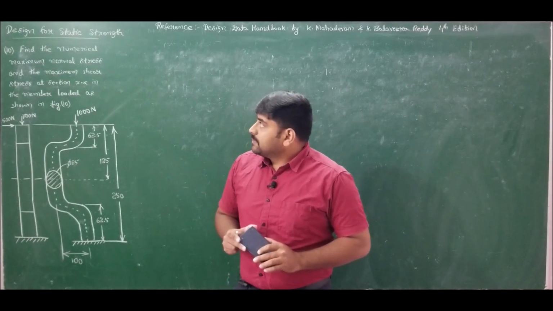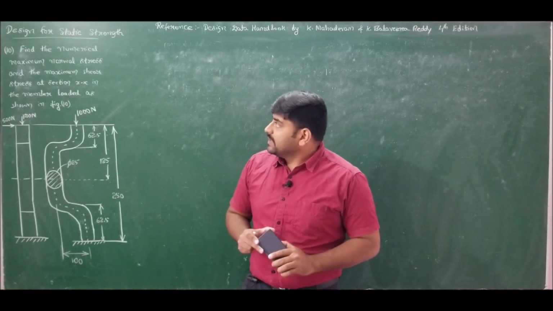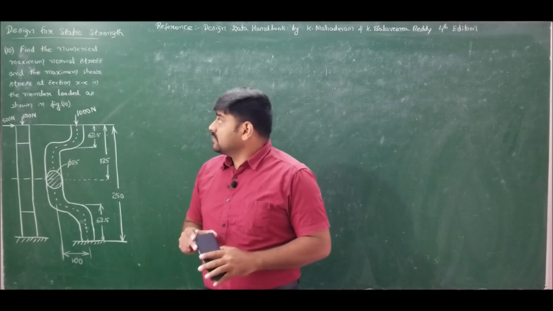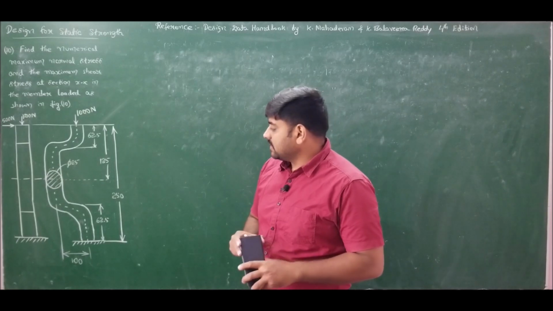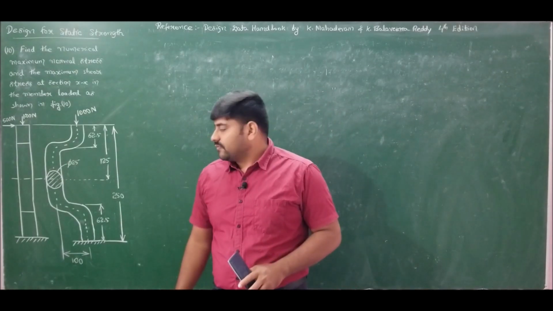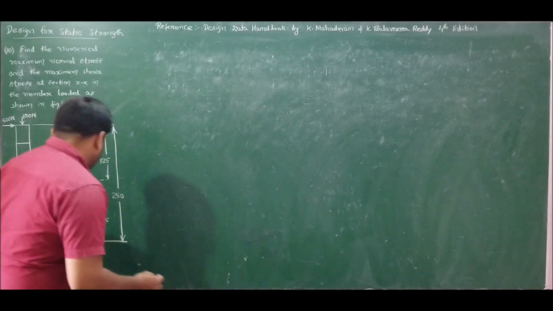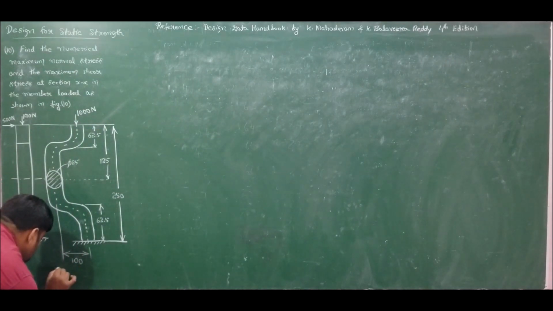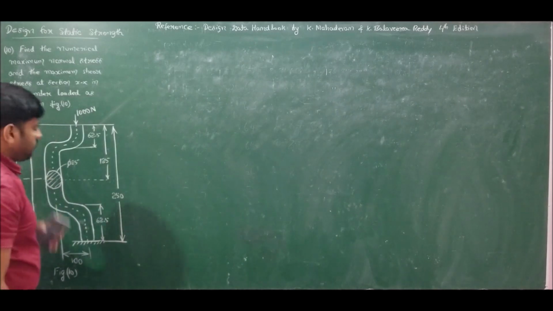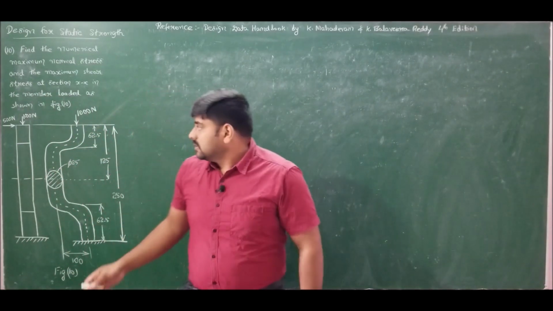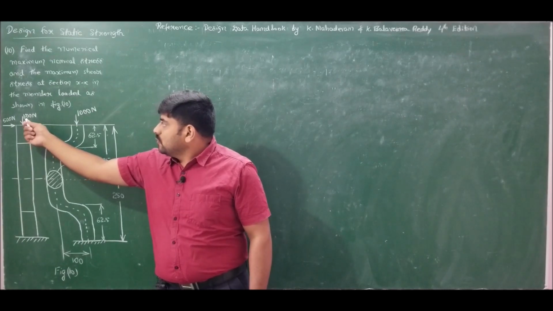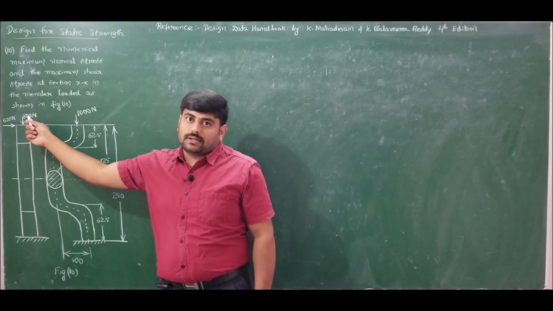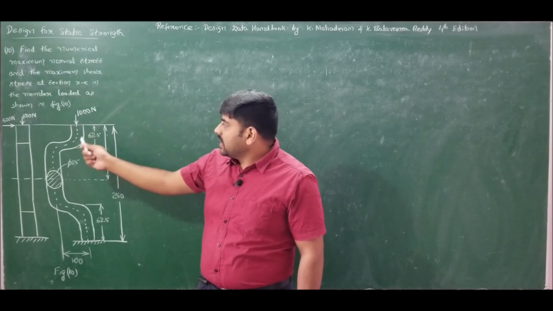Moving ahead, problem number 10 states: find the numerically maximum normal stress and the maximum shear stress at section XX in the member loaded as shown in figure 10. So this is the figure 10 given for us. If you carefully observe figure 10, we have a horizontal load acting on it, given as 500 Newton, and a vertical load whose magnitude is 1 kilonewton. Let us analyze these loads individually.